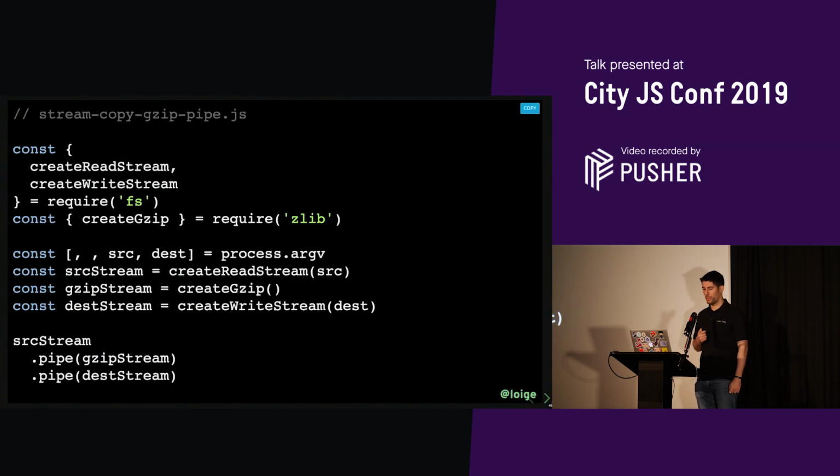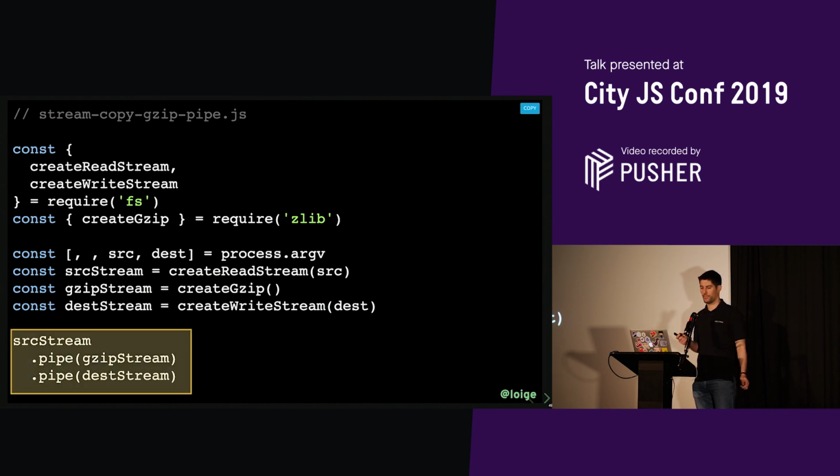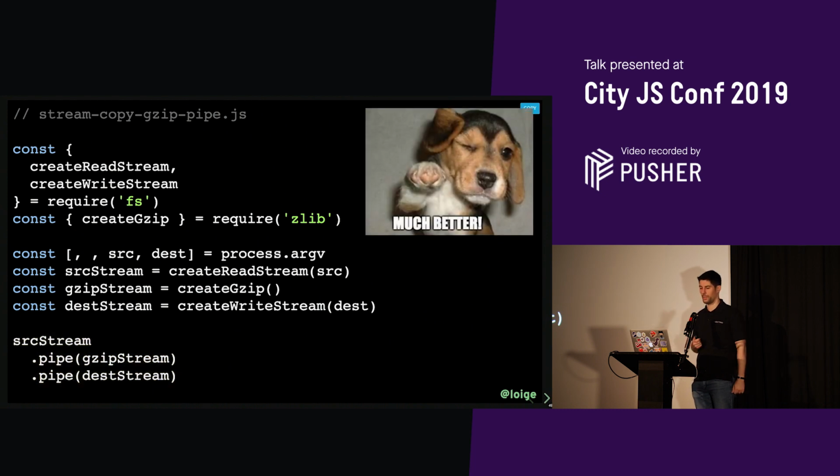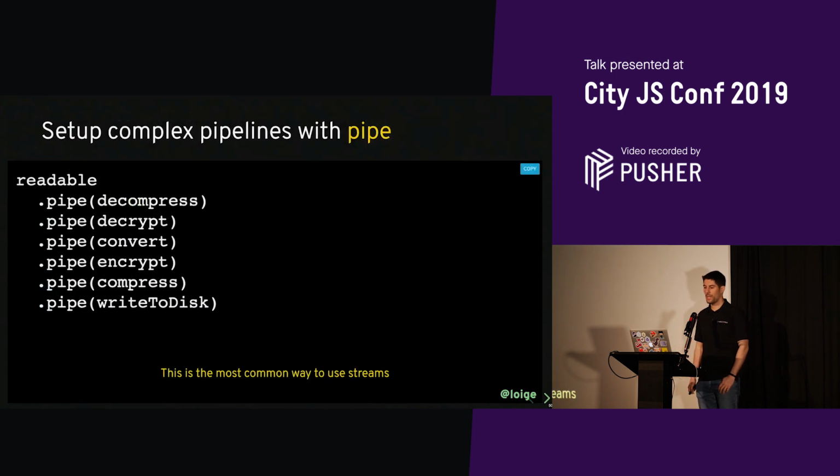So if we want to write this code that takes some data, gzips it, and writes it somewhere else, we can just do this. Like source stream, pipe it to a gzip stream, and pipe it to a destination stream. This is much better, I think, and easier, so probably you don't make silly mistakes by writing a lot of code. And this is actually the most common way you will see people using Node.js streams.